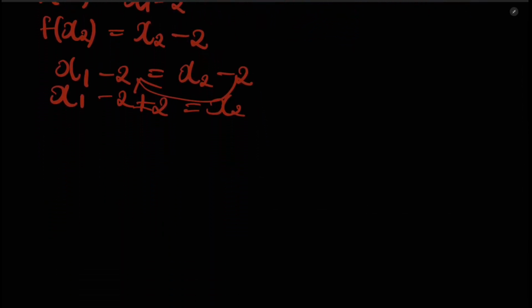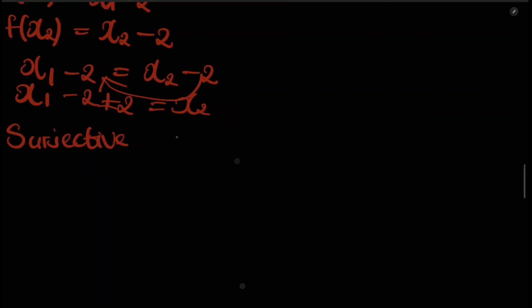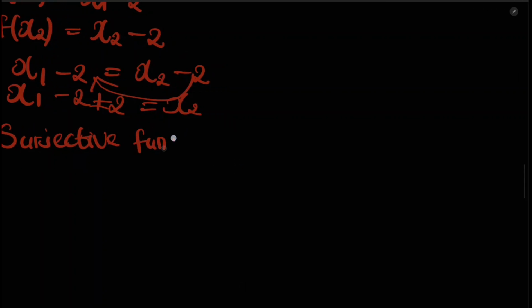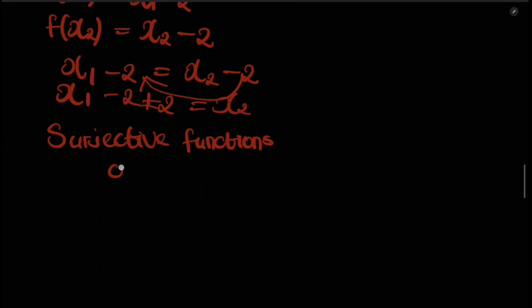Now let's go to the second case, that is surjective functions. Another name for this also is an onto function. So that is another name. Remember, another name for injective function is one-to-one function. But another name for a surjective function is onto.